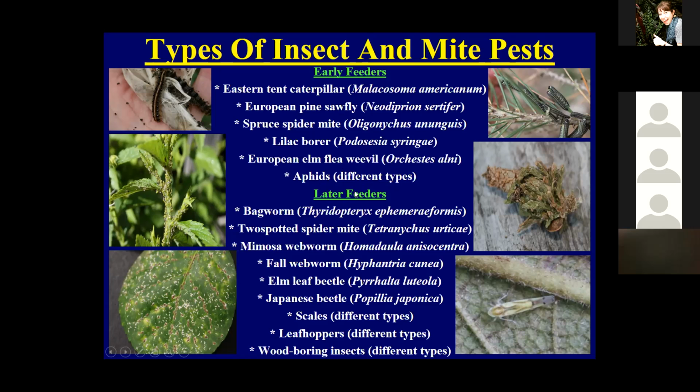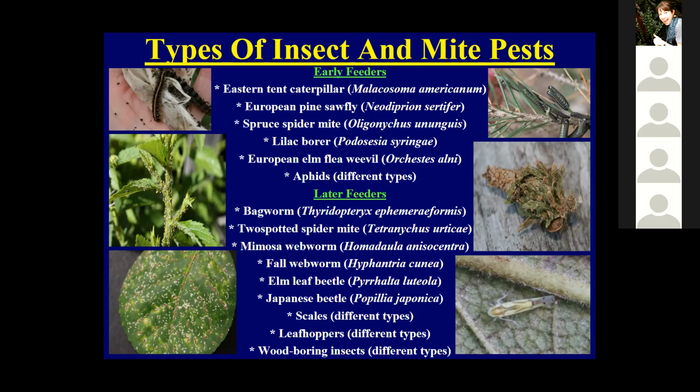Then we have the later feeders, you know, let's say late spring to about fall. Bagworm, two-spotted spider mite, mimosa webworm, fall webworm, elm leaf beetle, Japanese beetle, different types of scales, leafhoppers, and wood-boring insects, okay? So this gives you sort of an overview of the types of insect and mite pests and whether they're going to come out early, and that's going to depend on temperature. The colder the temperature, the later they'll come out, and those that are going to be more problematic later on in the growing season, from early spring all the way to fall.